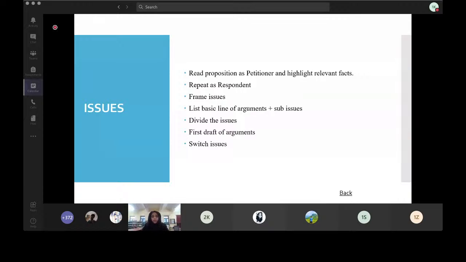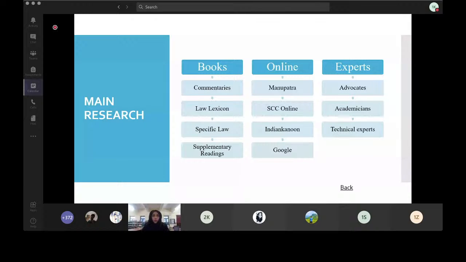The main research, now this is the part that you all might be looking forward to. How do we do the research? How exactly do we go about it? So there are three things generally that people opt for. The first one is the books, online, and the experts.